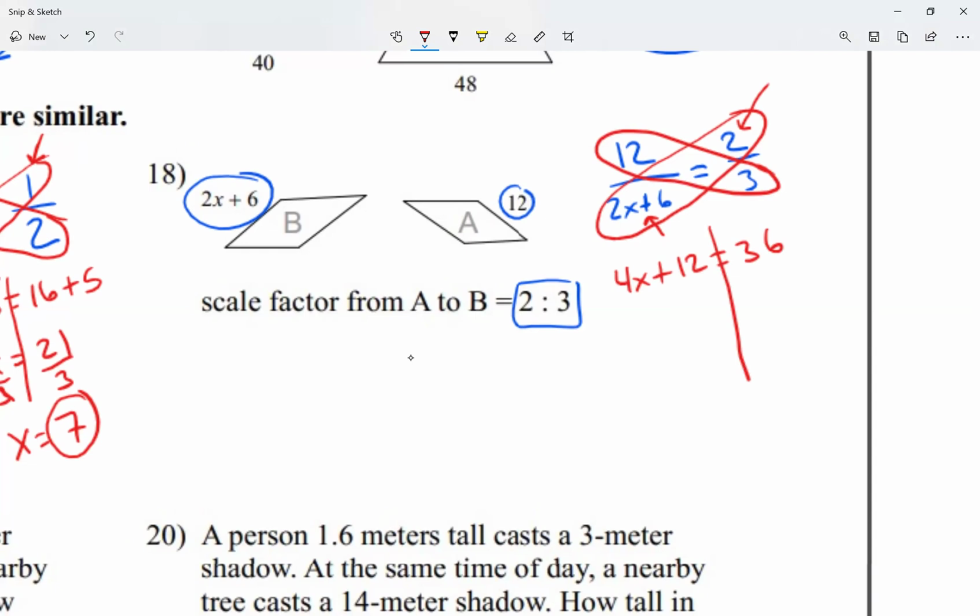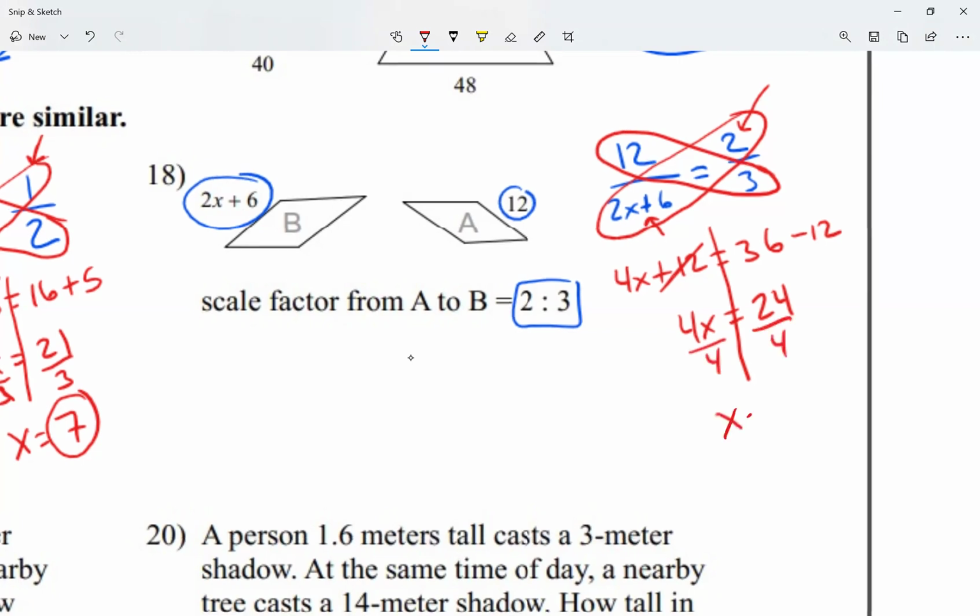Okay, let me look at this as a simple algebra question. This plus 12, right, the number that doesn't have a letter, I'm going to move it to the other side. Don't forget to switch the sign. So this plus 12, let me write it as a minus 12. So that gives me that 4x is equal to 24, right? 36 minus 12 is 24. Let me divide each side by 4. So that's going to give me that x is equal to 6.